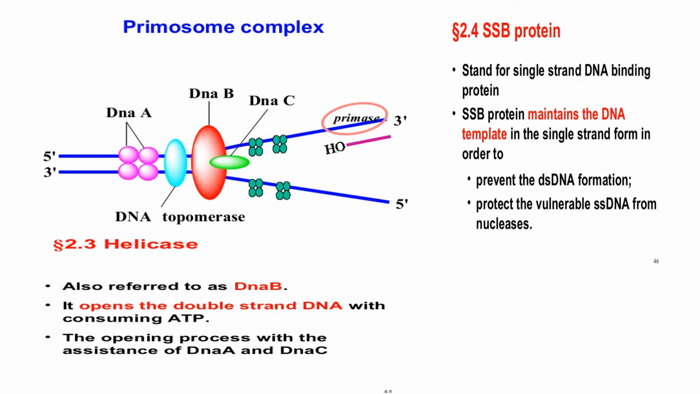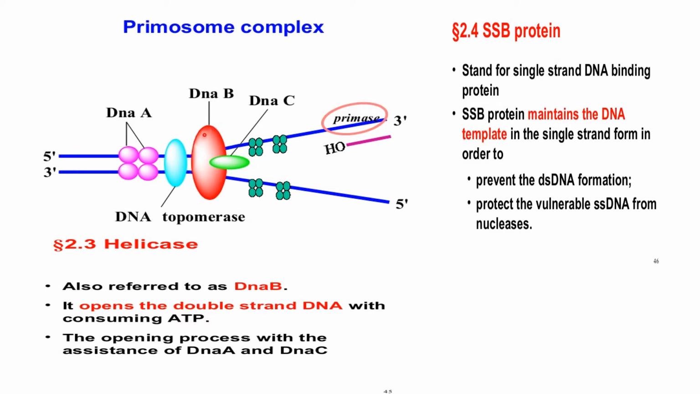The replisome complex is formed of these three main kinds of proteins: DNA A, DNA B, and DNA C, working with double-stranded DNA. The main function of DNA A is to find the origin of replication. Next is DNA topoisomerase, which is going to unwind the constraints present in the double helical structure of DNA.